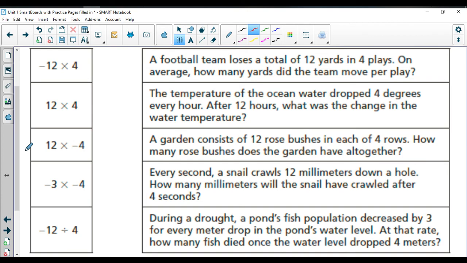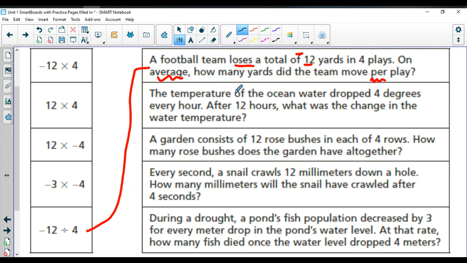So in the first one, a football team loses a total of 12 yards in 4 plays. So that happened. Loss of 12, so that's going to be a negative 12 in 4 plays. On average, how many yards did the team move per play? So there's a couple words here, average and per, that are telling us that we're actually dividing here. So we're losing 12, negative 12 divided by 4 plays, and I actually see that right down here.